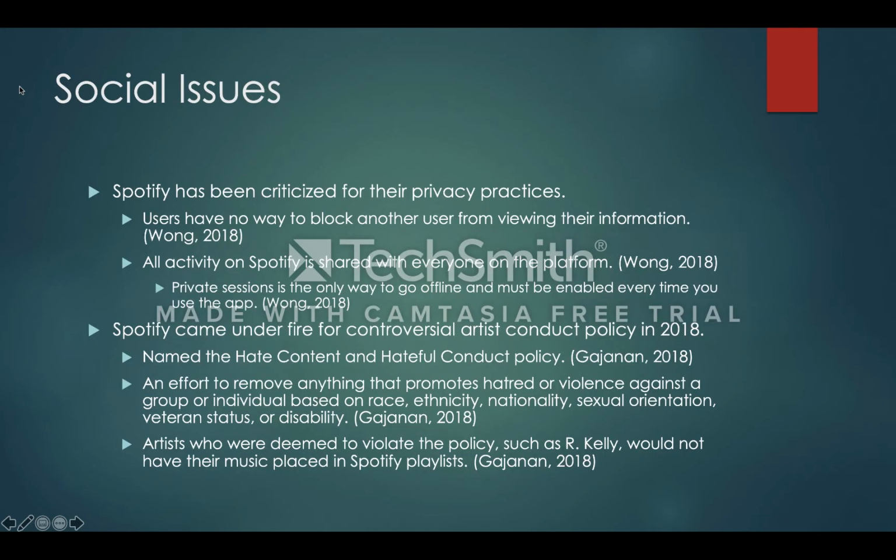Some of the social issues that Spotify has been criticized for are their privacy practices. Users have no way of blocking another user from viewing their information. Basically, if you make a playlist on Spotify, anybody can search for that playlist, they can find it. All activity is shared with everyone on the platform. The only way to go offline is to go into your settings and choose a private session. That way, what you're listening to during that private session isn't shared. So if your friend logs in and he's like, hey, I wonder what Corey's listening to, if I'm in a private session, he cannot see that information.